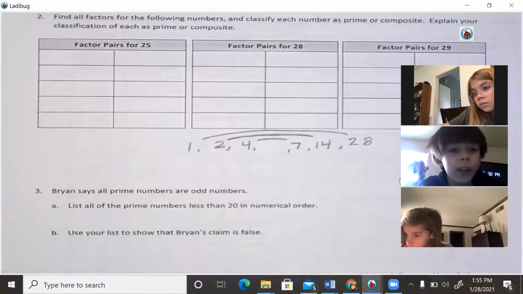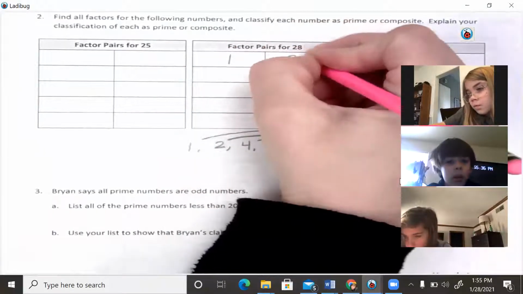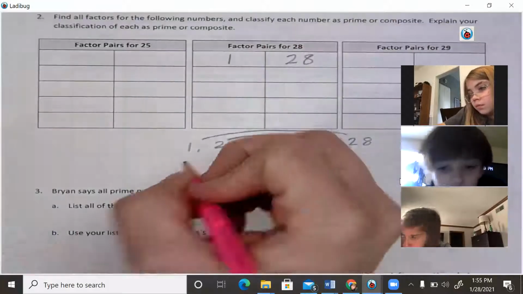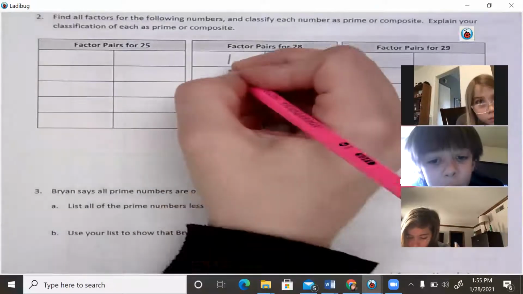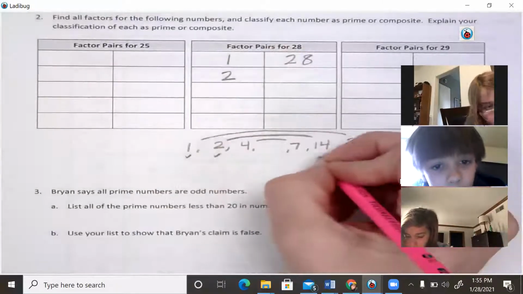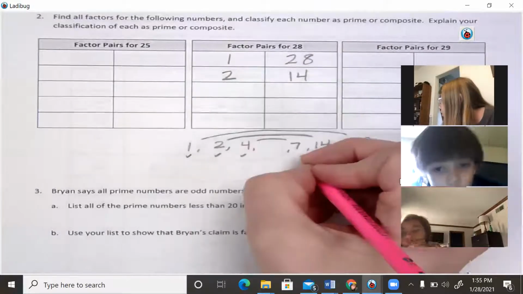1 and 28. Okay, so I'm going to put 1 and 28. Okay, so I used that one. What's another one? 2 and 14. Yep, 4 and 7. Very good.